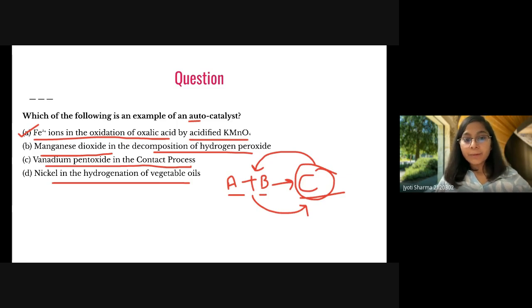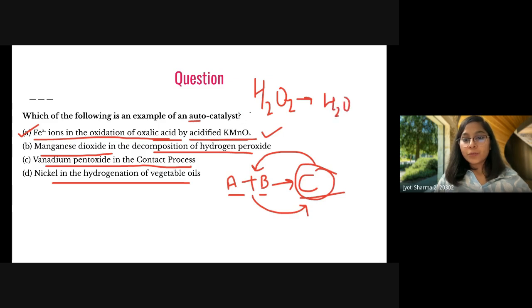So what will happen if we have the reaction of oxalic acid and acidic KMnO4? This will form Fe3 plus ion, and this Fe3 plus ion will enhance the rate of the reaction. So this is autocatalyst. Then this manganese dioxide in the decomposition of hydrogen peroxide. As I told you, now hydrogen peroxide will decompose into H2 and O2, right?